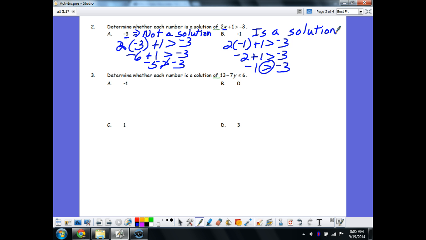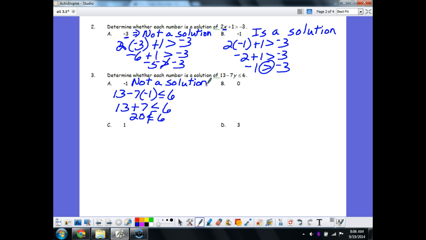So we're going to do the same thing in example 3 in those 4 cases. We're going to start with negative 1. Is 13 minus 7 times negative 1 less than or equal to 6? So 13, negative 7, and negative 1, that becomes plus 7. Is that less than or equal to 6? Is 20 less than or equal to 6? The answer is no. So negative 1 is not a solution.